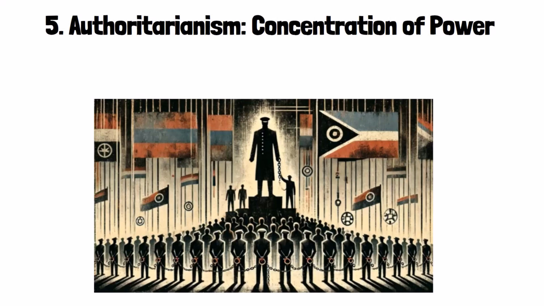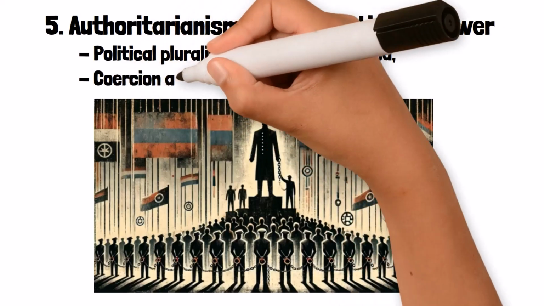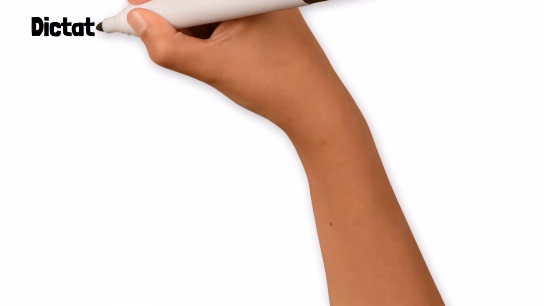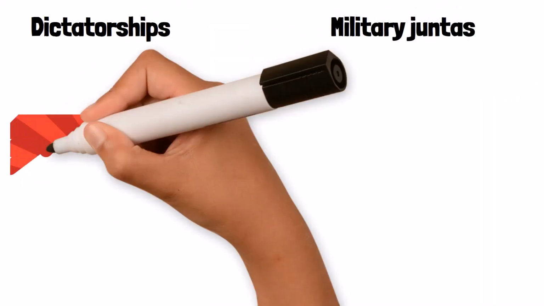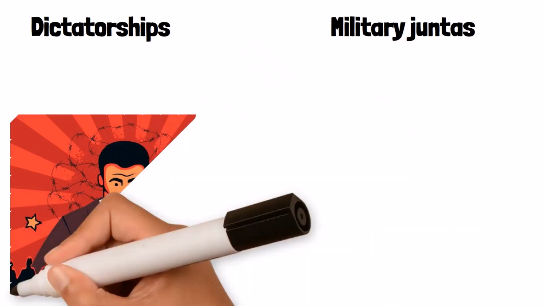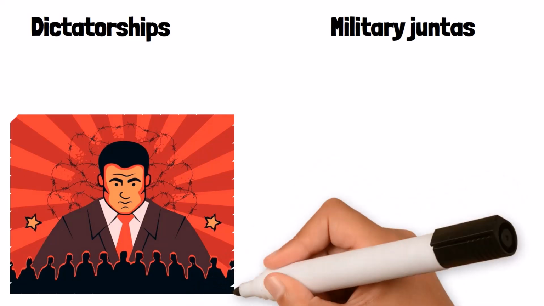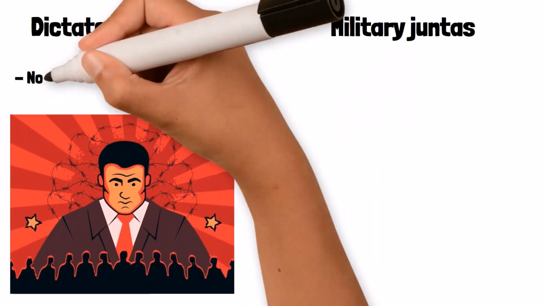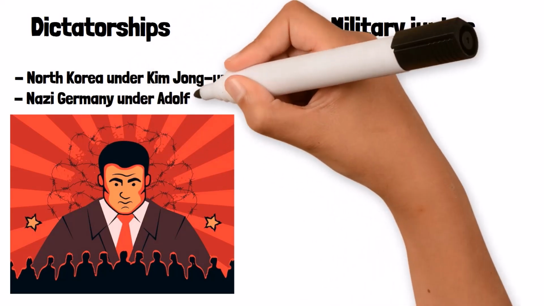In authoritarian regimes, political pluralism is often suppressed, and the government may use coercion and propaganda to maintain control. Types of authoritarian governments include dictatorships and military juntas. In a dictatorship, power is concentrated in the hands of a single leader, often maintained through force or manipulation. The dictator has significant control over all aspects of government and society. Examples include North Korea under Kim Jong-un and Nazi Germany under Adolf Hitler.